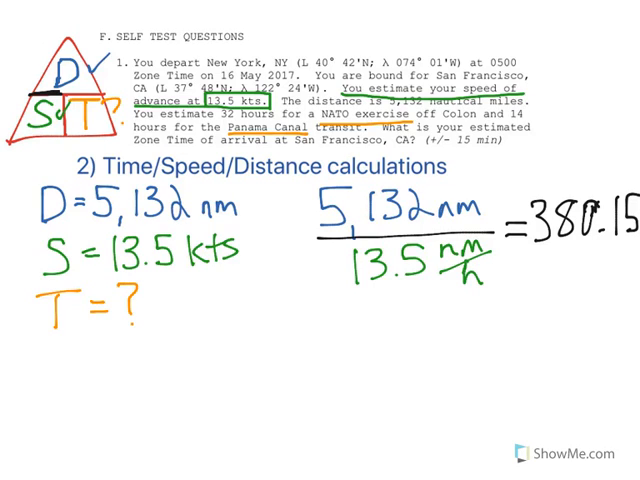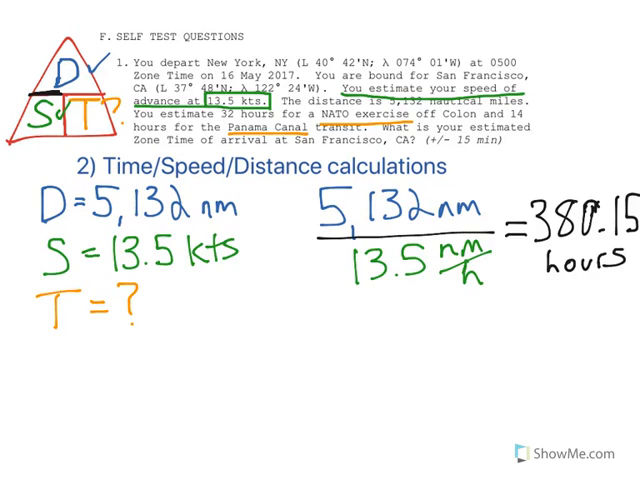We'll take a look at our units. We have nautical miles on top. We also have nautical miles per hour on the bottom. So the nautical miles will cancel out, and we'll be left with just hours. That's why it helped to say that 1 knot was a nautical mile per hour. So it will take us a total of 380.15 hours to get from New York to San Francisco. Now we need to take this number and we need to convert it into days, hours, and minutes, because it'll make the math much easier for us and make us less prone to error.